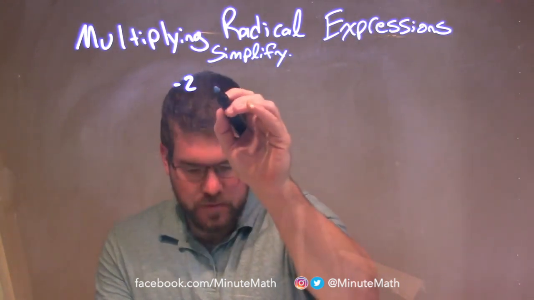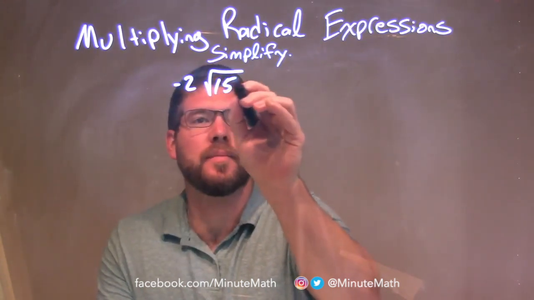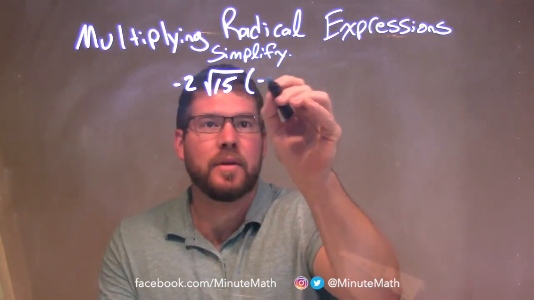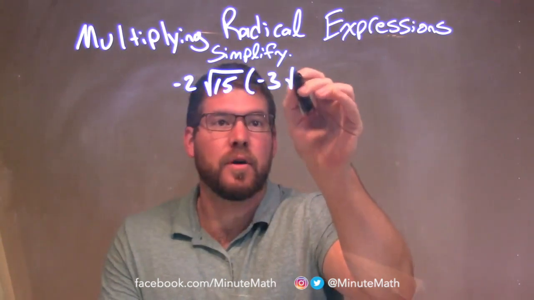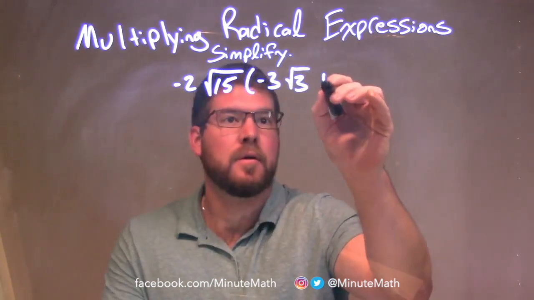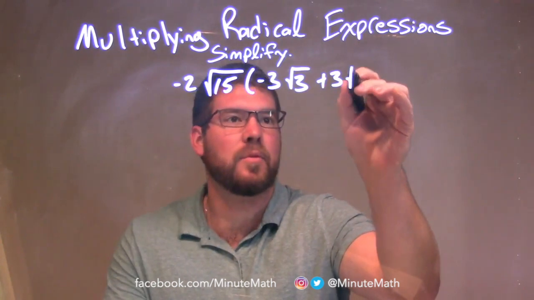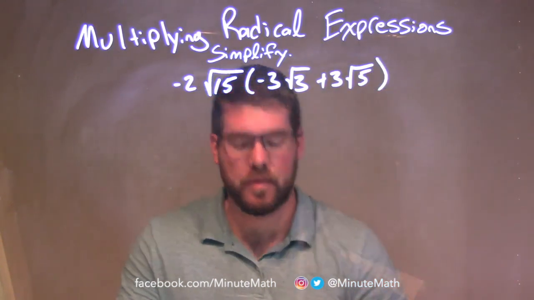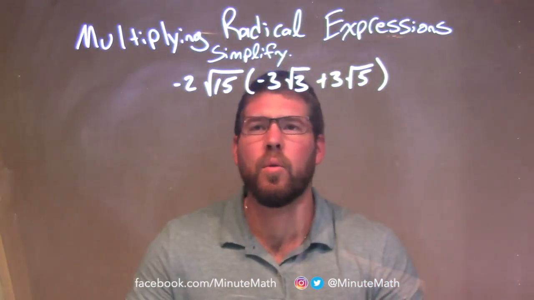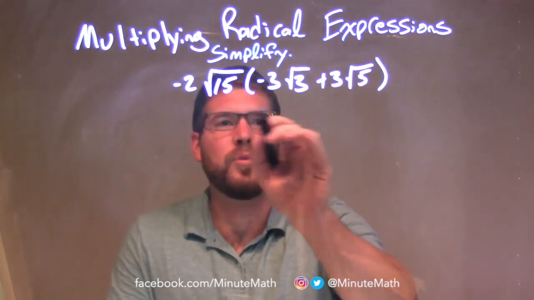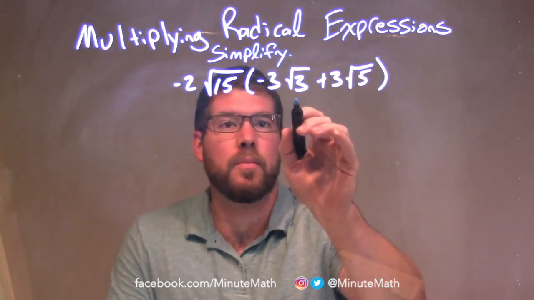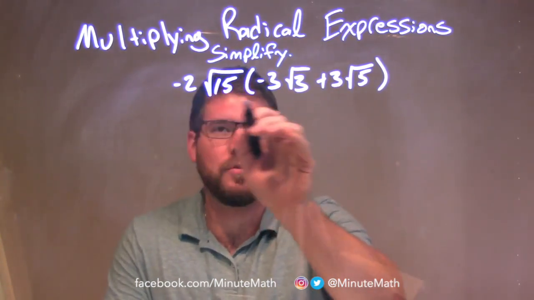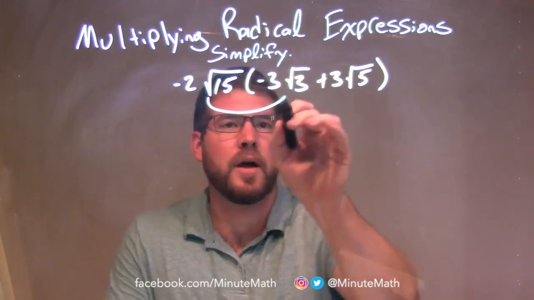Negative 2 times the square root of 15 times the negative 3 square root of 3 plus 3 times the square root of 5. Okay? Well, what I want to do here is I need to distribute this negative 2 square root of 15 to both parts. So I'm going to multiply this out.